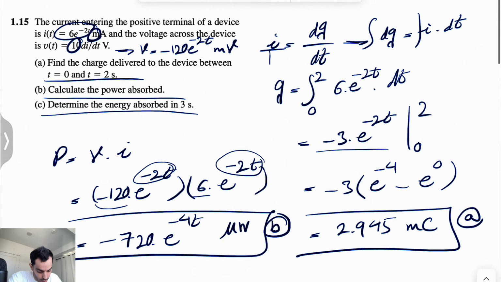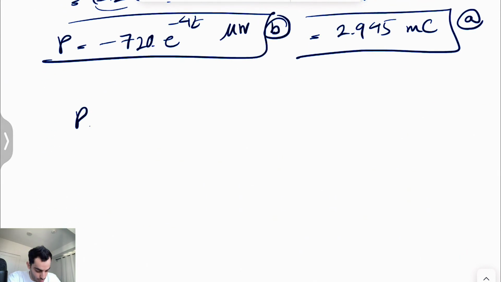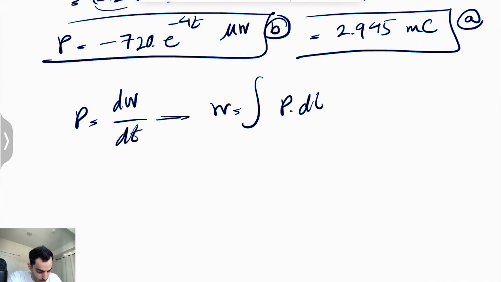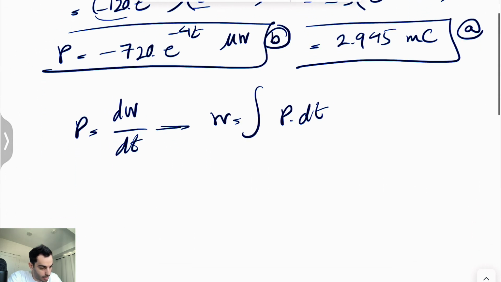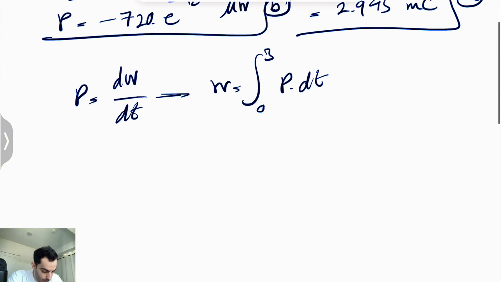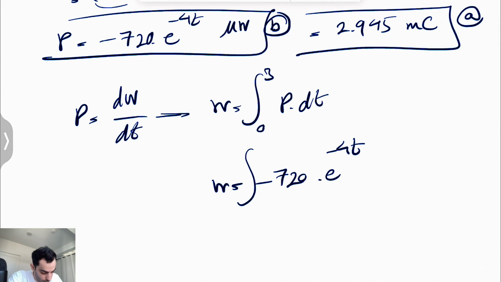And in the last part, we need to determine the energy absorbed in 3 seconds. We know our p is equal to the derivative of the energy over time. So our energy would be the integral of power dt, the expression that we found in the previous part, and we have to find this in 3 seconds. So we're going to start from 0 to 3 seconds. So this is going to give us the integral of minus 720 e to the power of minus 4t, again going from 0 to 3, dt.